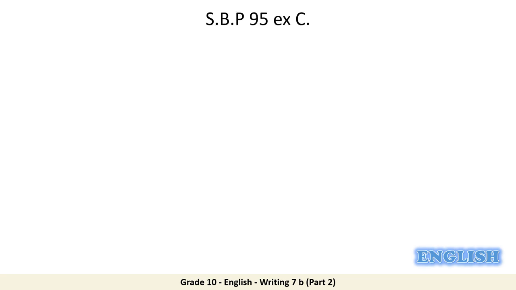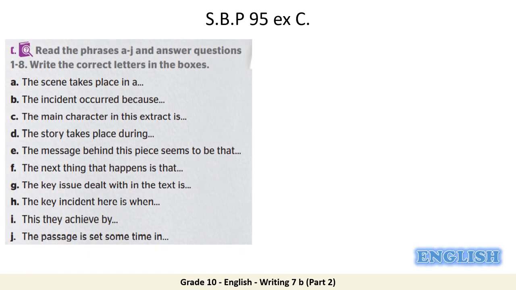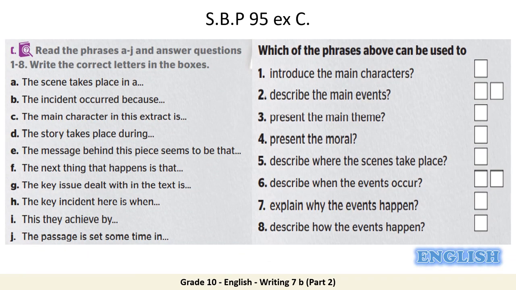Let's take another exercise in your student book, page 95, exercise C. Let's read the phrases from A to J and answer questions from 1 to 8. Write the correct letters in the boxes. Here we have some phrases that we can use when we write a summary of a story. And here we have the functions of each one.